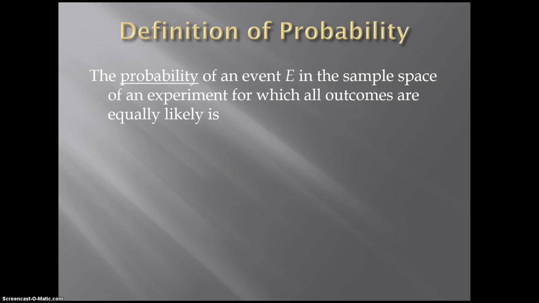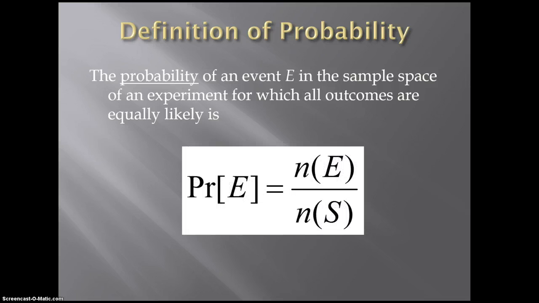Here's our definition for probability. The probability of an event E in the sample space of an experiment for which all outcomes are equally likely is, and this is the notation we use, probability of E equals the cardinality of the event over the cardinality of the sample space.